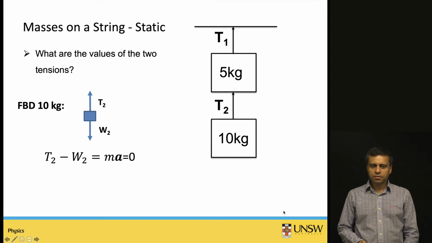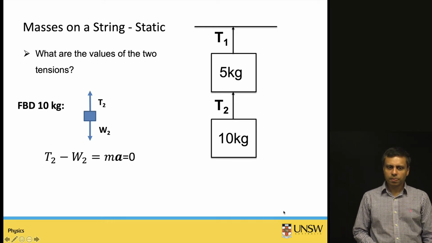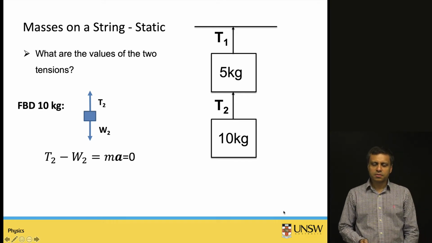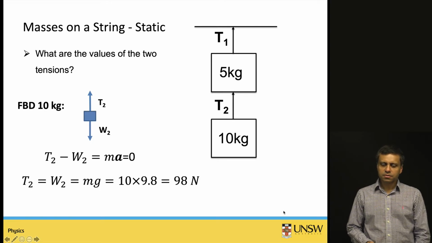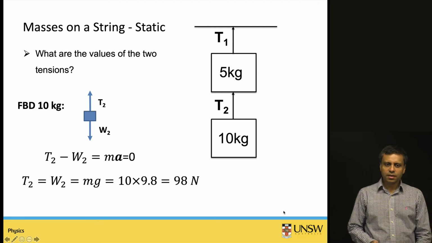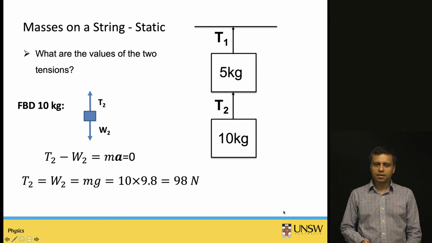So T2 minus W2 equals ma from Newton's second law, and this has to be 0. So that means the tension force is equal to the weight of the block. And the mass is given, so the weight is just mg, and we see that T2 is 98 newtons.